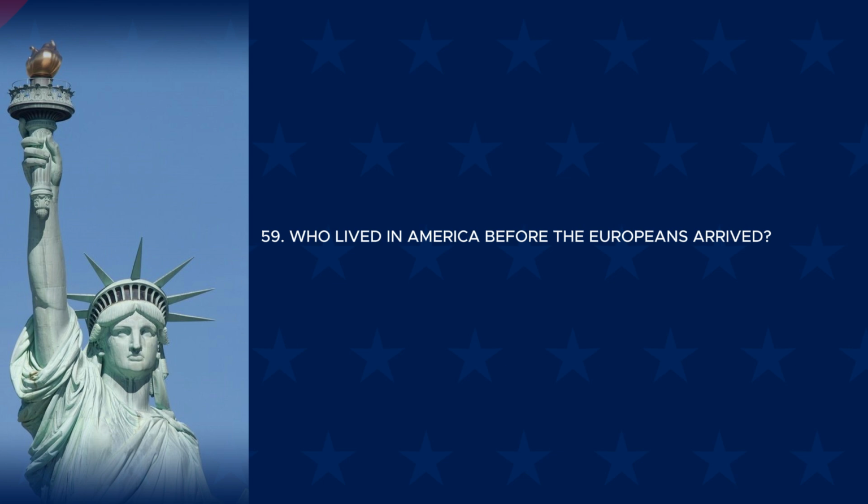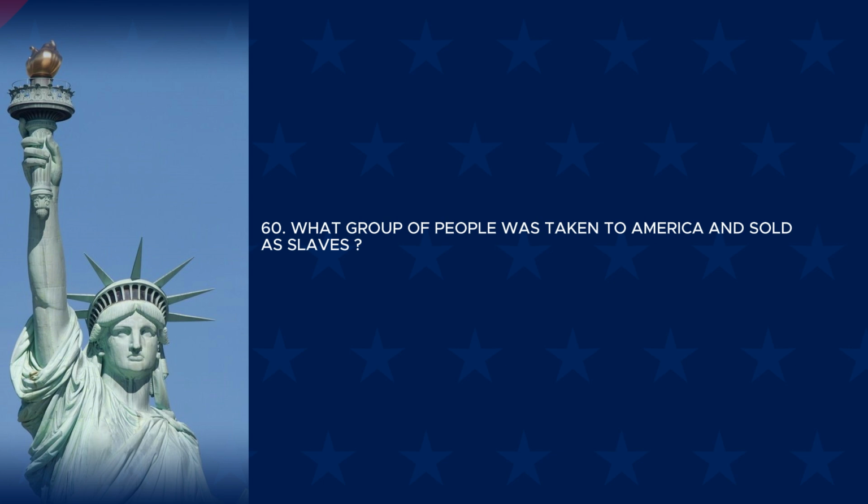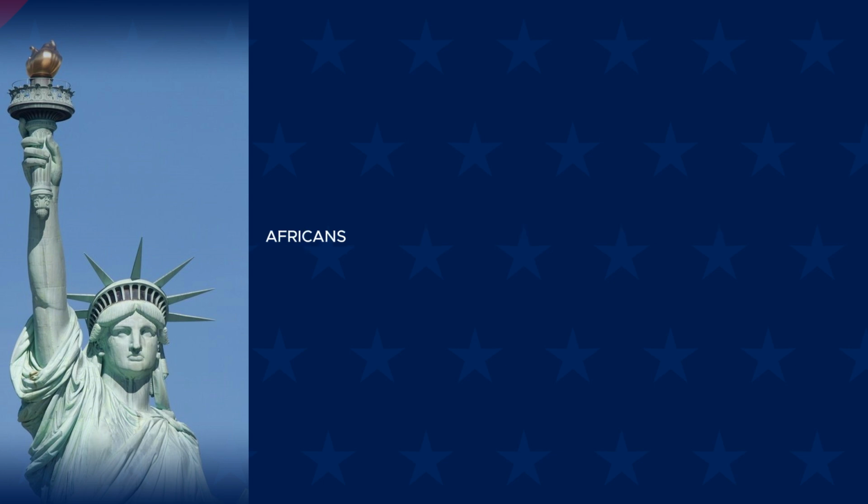Who lived in America before the Europeans arrived? American Indians. What group of people was taken to America and sold as slaves? Africans. Why did the colonists fight the British? Because of high taxes. Who wrote the Declaration of Independence? Thomas Jefferson.